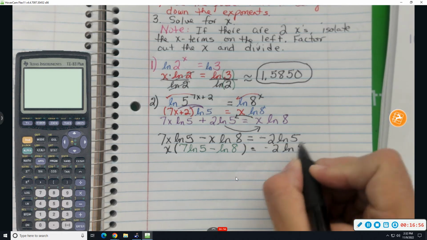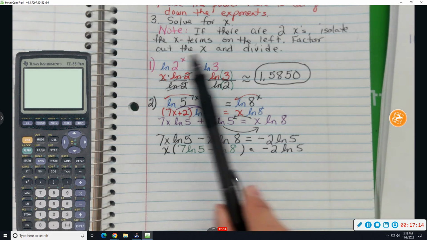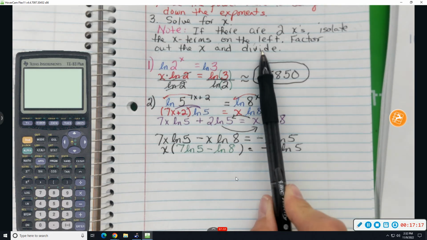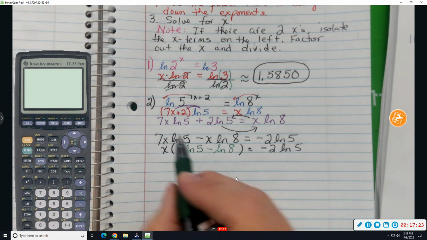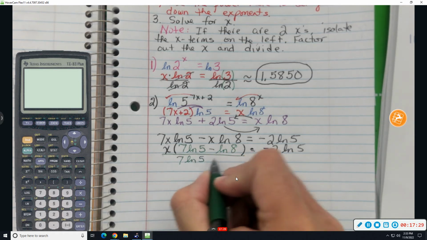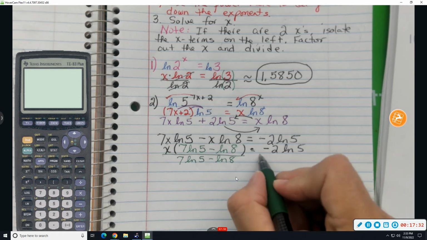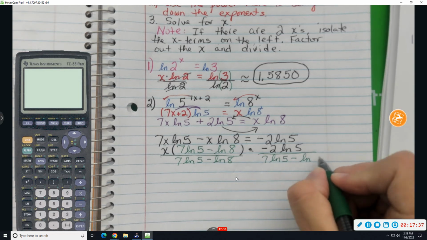Now remember how you factor out a variable? I factored the x from each term. What's remaining? A 7 ln 5 minus ln 8. It's sort of the reverse of distributing. So we factored out the x and then divide. That's how we solve for x. So I'm going to divide both sides by all of this mess here, the 7 ln 5 minus ln 8. Okay.